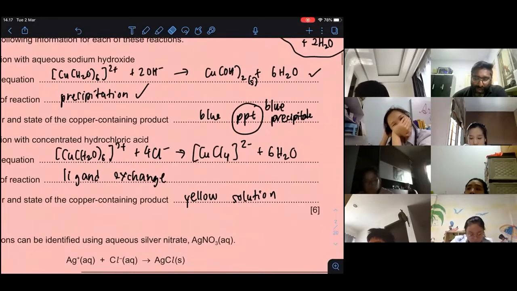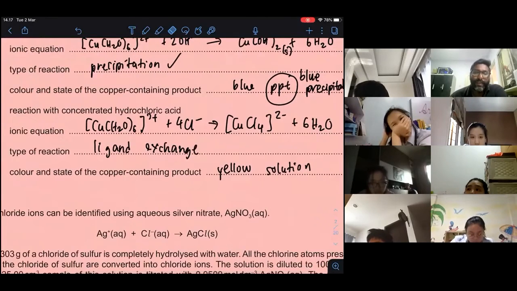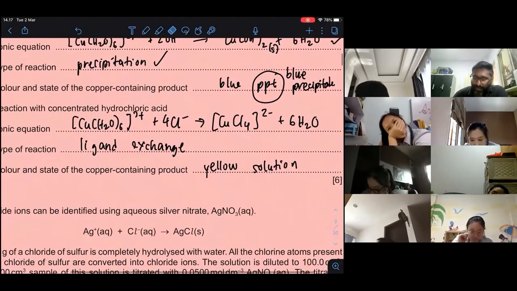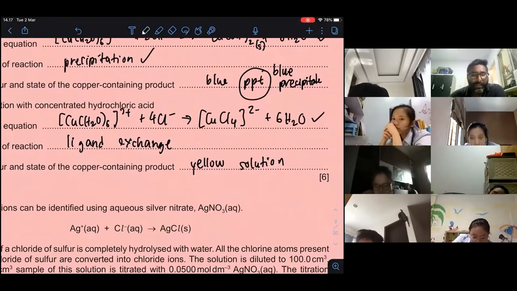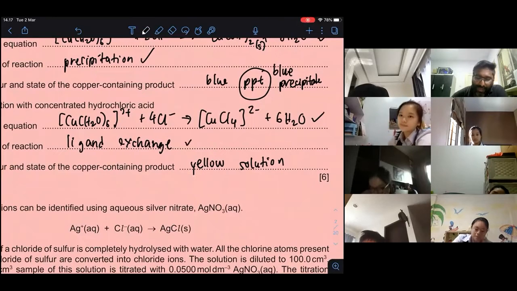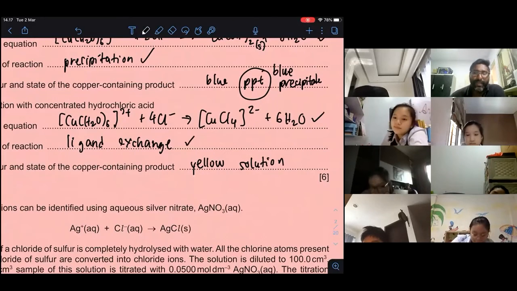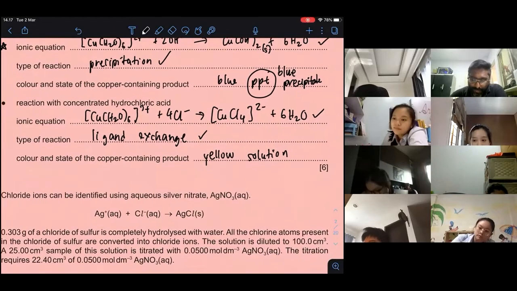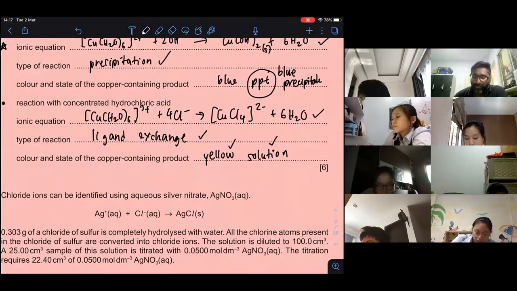So next is going to be the reaction with the hydrochloric acid. Very easy also. You are going to remove all the H2O, and you get CuCl4 2 minus. So write the equation. This is going to be the equation, and then the type of the reaction is going to be a ligand exchange reaction. Ligand displacement, if you want to use these kind of terms, it's up to you. And then the color and the state of the copper containing product, this is going to be yellow. This is not precipitation, it's going to be solution. So yellow solution.